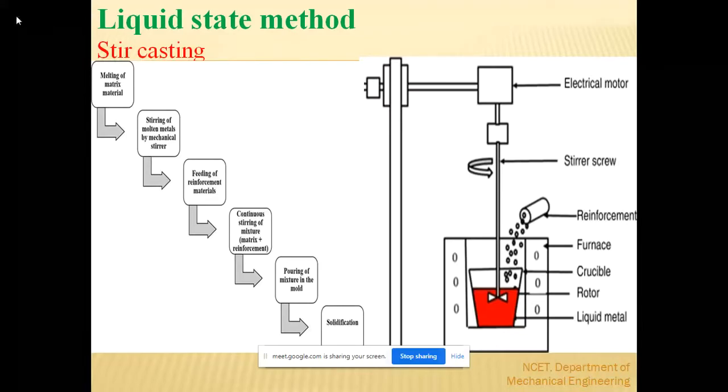After melting, we do the stirring of the molten metal by a mechanical stirrer. See, the molten metal has to be stirred because it should not solidify, and it should be completely stirred and uniform in manner. That's why we're going to stir the molten metal.